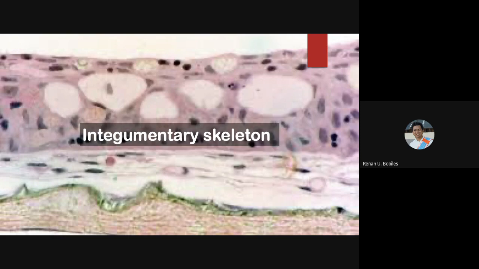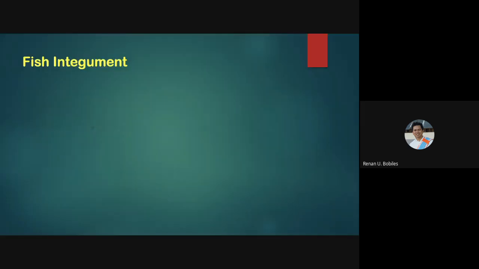If you talk about skeleton, it is a framework. Okay? It is a framework. It is a structure, support. Okay? The integumentary system of the fish also functions somewhat similar to the skeletal system of a fish. Fish integument. Okay? So what is the role or function of the integument of a fish?